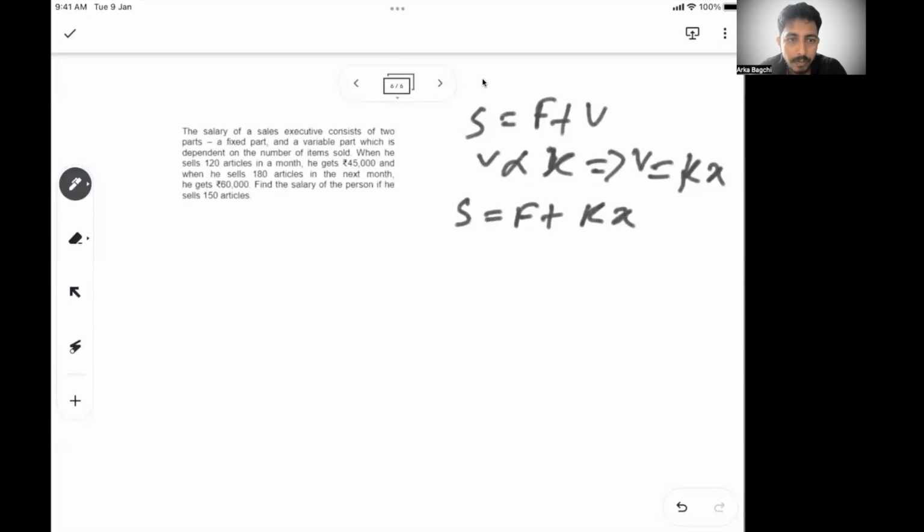Now they have given you two scenarios. For 120 articles, he gets 45,000. For 180, he gets 60,000.